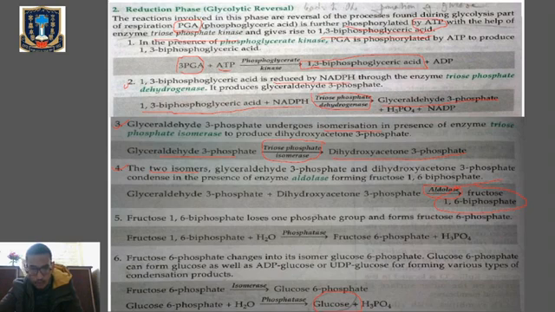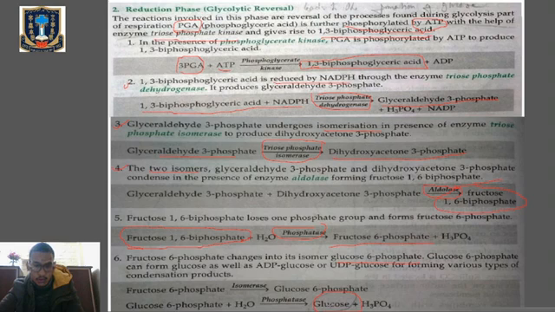Now, this fructose 1,6-bisphosphate, listen carefully, loses one phosphate group, and in the presence of the enzyme phosphatase, it will form fructose 6-phosphate. So this fructose 1,6-bisphosphate will lose one phosphate group in the presence of the enzyme phosphatase and form fructose 6-phosphate. Now finally, this fructose 6-phosphate will change into its isomer called glucose 6-phosphate, and glucose 6-phosphate will form the glucose.